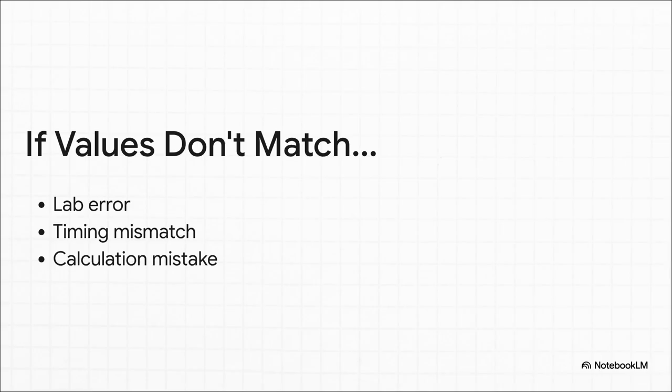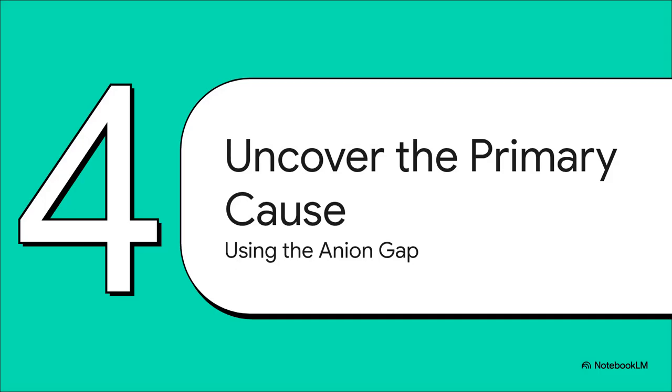Seriously, don't move on until you figure this out. All right. Once your evidence is clean and confirmed, you're ready to find your culprit. We're moving to the real core of the investigation now, and it all starts with step 3, calculating the single most important clue for metabolic acidosis, the anion gap.